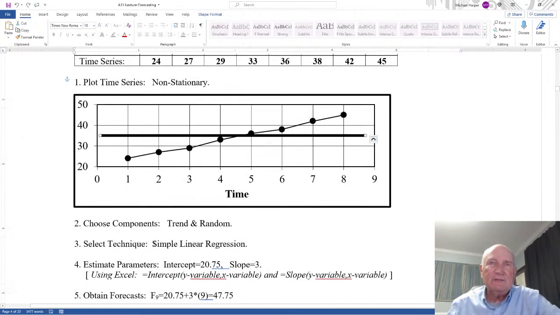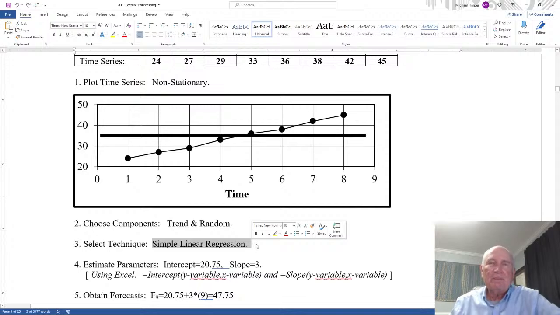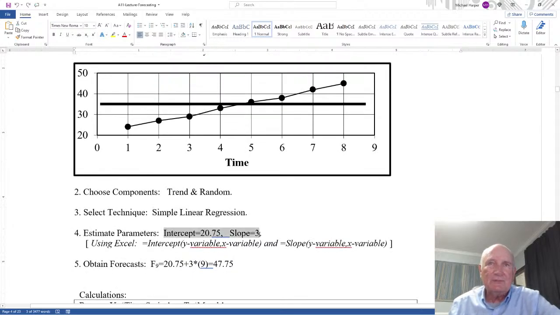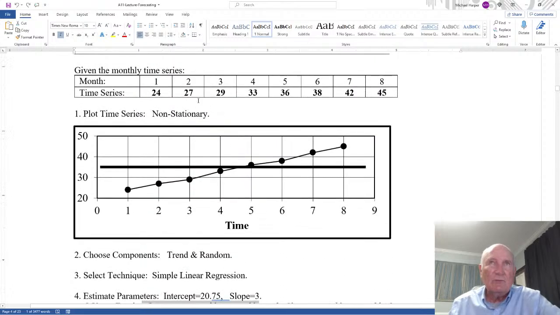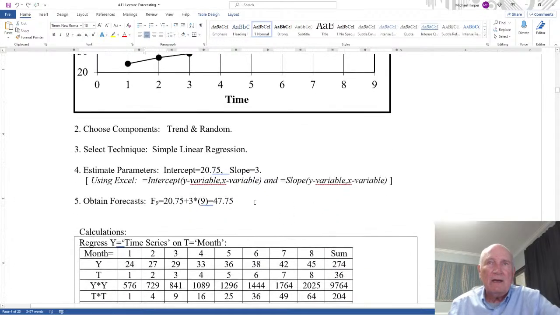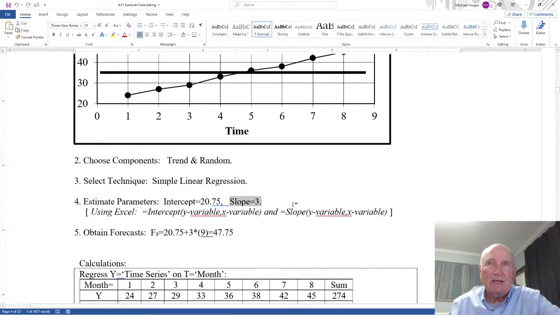The technique of preference is simple linear regression, and the parameters are the intercept and slope. And we'll be using Excel in here, and in the quiz, homework, and the assignments, I will show you how to use Excel. It's a function, the intercept function with y variable and x variable. The y variable is the time series, the x variable is the time, month. And that's the intercept term, 20.75. And the slope, y variable, x variable, is 3. So if I take the intercept and slope times time period 9, I get my forecast 47.75.